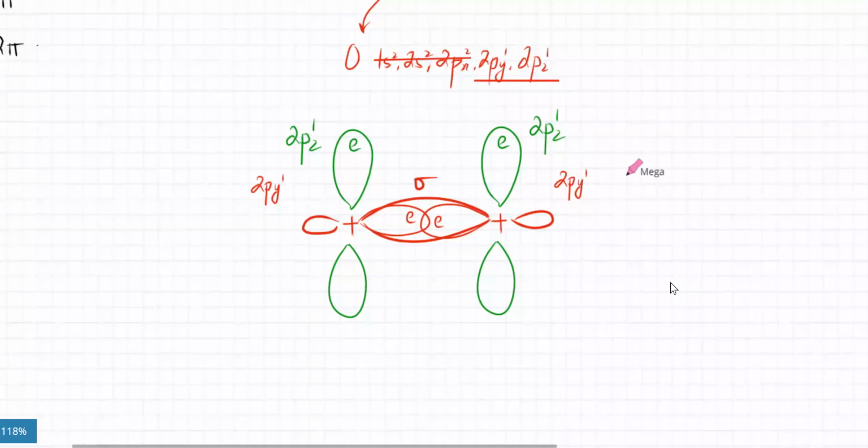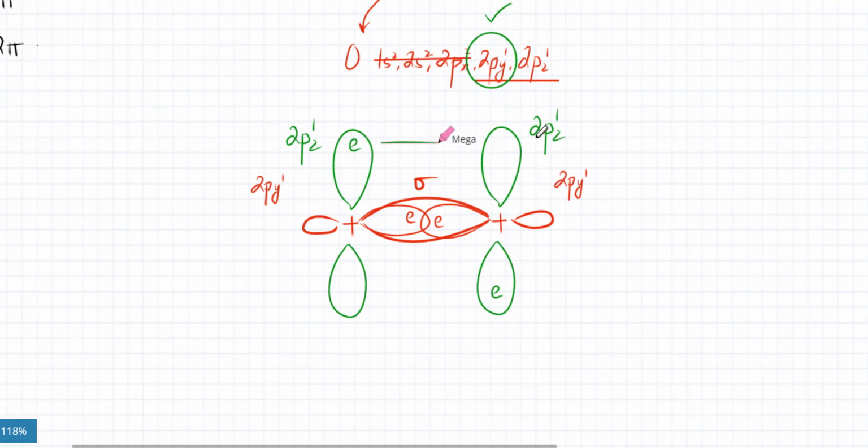Is this clear? Is the first part clear? Yes. Now, the 2py has already bonded. It ended up forming a sigma bond, and it was an end-to-end overlap. That was a sigma bond. What about the 2pz? The 2pz also needs electrons. So for example, let's focus on this 2pz. It's going to try and pull the other oxygen's electron towards itself.